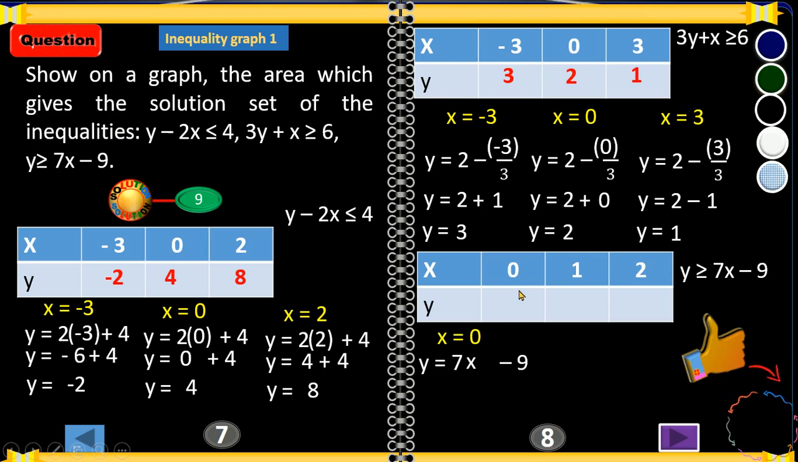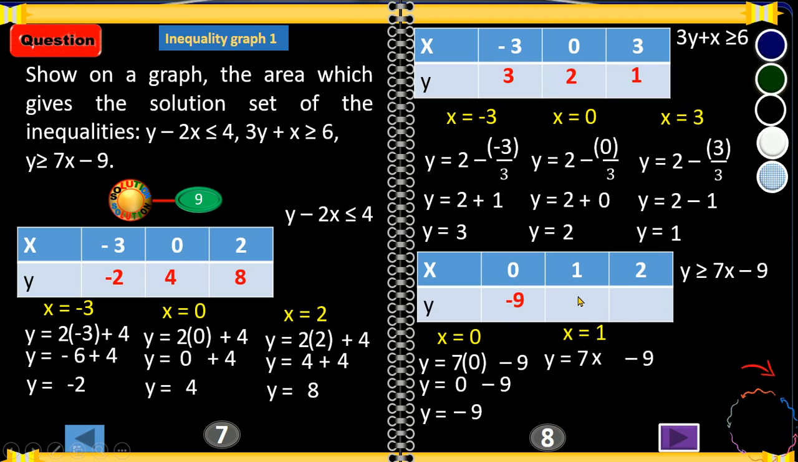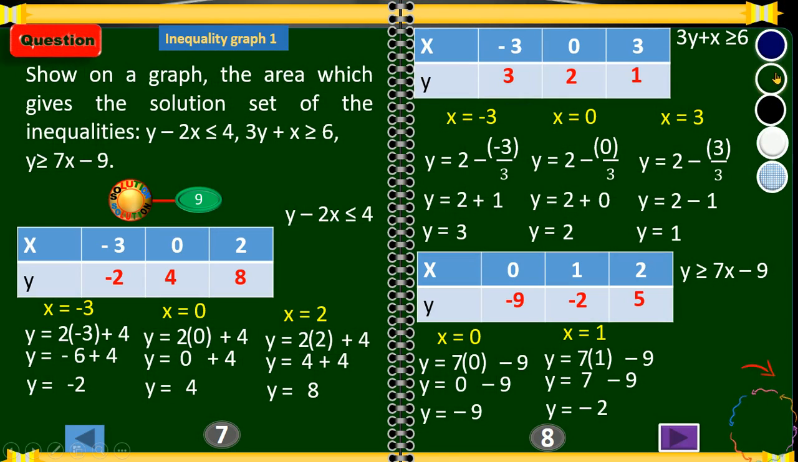When x is equal to 0, replace this with 0. We are going to have y be 0 minus 9, so y is equal to minus 9. Then when x is equal to 1, replace this with 1. Then y will give me 7 minus 9, which is minus 2. If we repeat the same process, we don't need to repeat everything. When x is equal to 2, y will give us 5. Now we have done this.